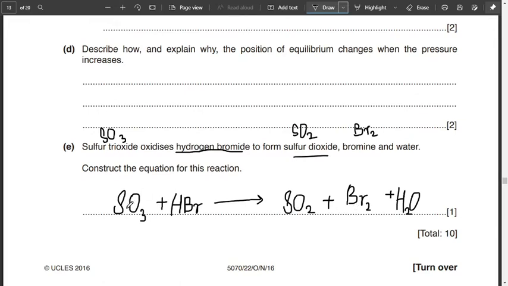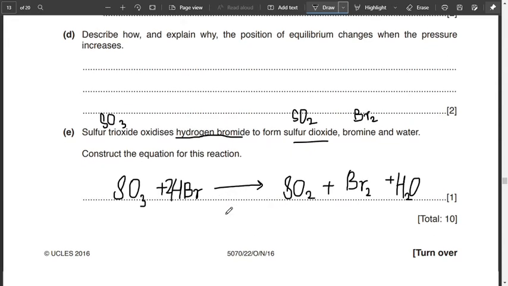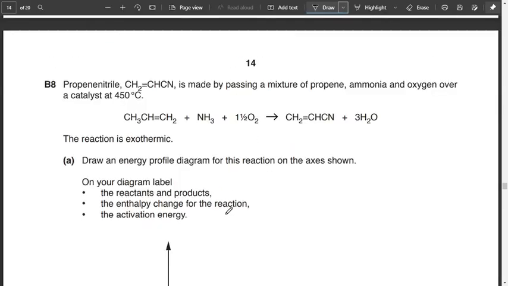Bromine and hydrogen are unbalanced, so we need to add 2 over here. And now the equation is balanced since we have 2 hydrogens as well as 2 bromines on both the sides. Alright, now moving on to the next question, that is question number 8.